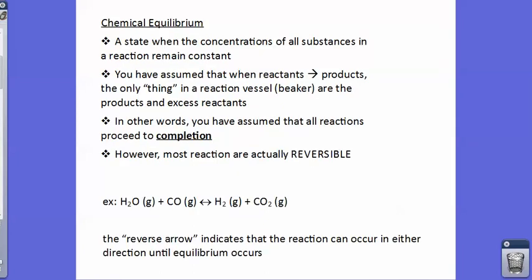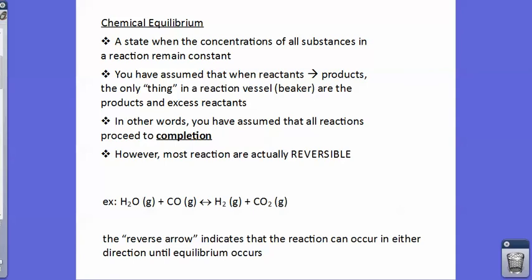Chemical equilibrium. Chemical equilibrium is a state when the concentration of all substances in a reaction remains constant. So up to this point, we've kind of assumed that a reaction goes one way. We have reactants, we make products, and then we're done. However, most reactions actually go in both directions. They go in the forward direction and the reverse direction. So in other words, up to this point, we've assumed all reactions go to completion, meaning they just kind of stop. However, most reactions are reversible.